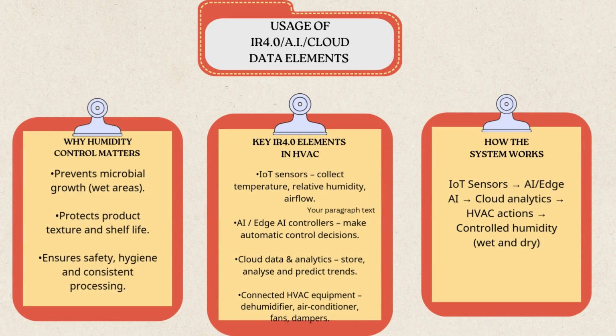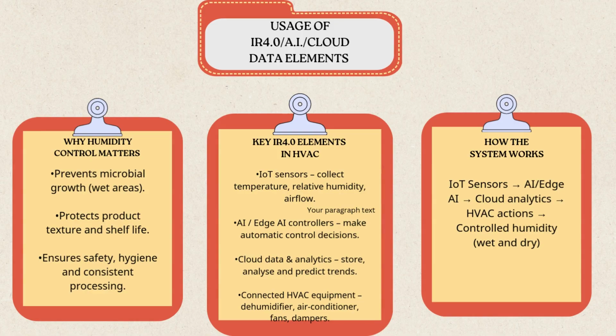I will explain how IR 4.0 technologies such as IoT sensors, artificial intelligence, and cloud data improve HVAC humidity control in food processing. Humidity control is very important because it prevents microbial growth, protects product textures, and maintains product shelf life. With IR 4.0, the HVAC system becomes smarter.